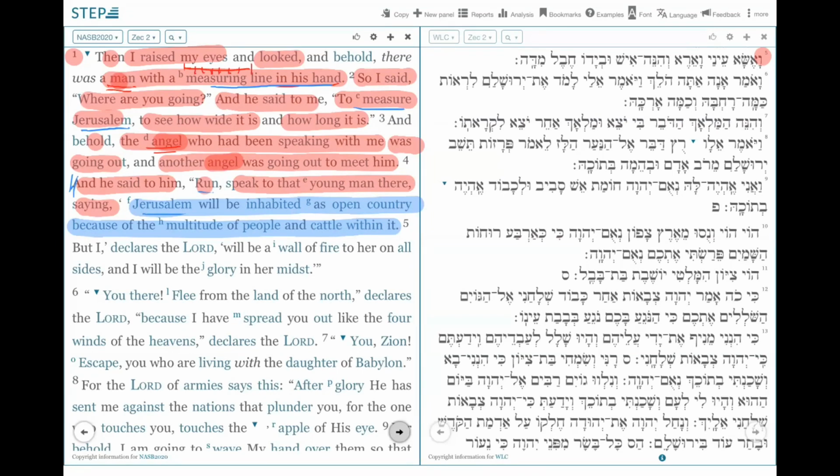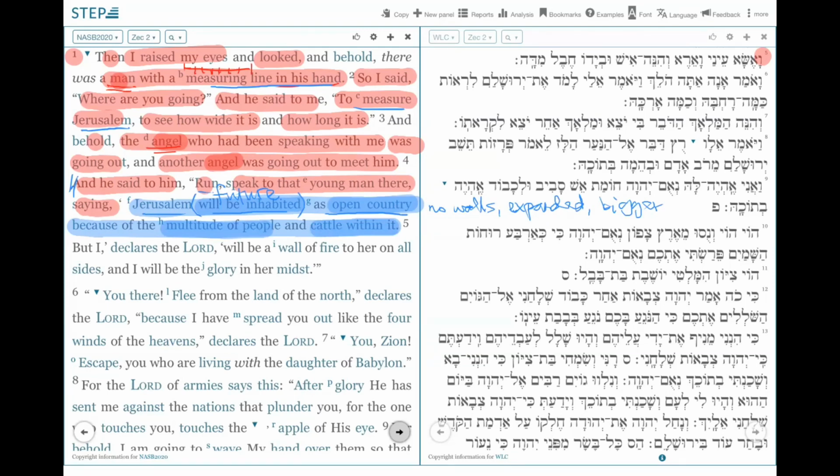Now, what does this mean? Jerusalem will be inhabited as an open country, no longer a walled country. That's what it means, right? People will sit and live in Jerusalem. So you notice, will be inhabited is a matter of future in this revelation. Jerusalem in the future will be an open country. What this means is they have no walls. It is expanded, and it is bigger than the time of Zechariah, because there will be a multitude of people and cattle within it. There will be more and more people.